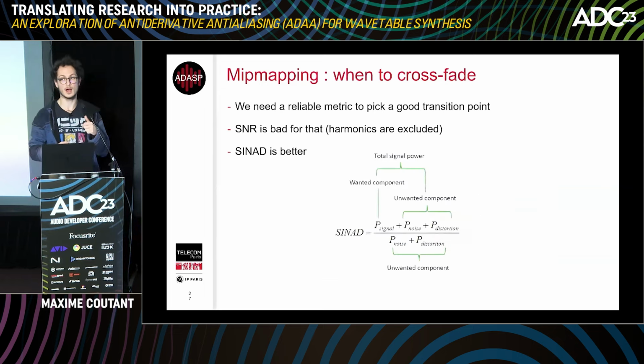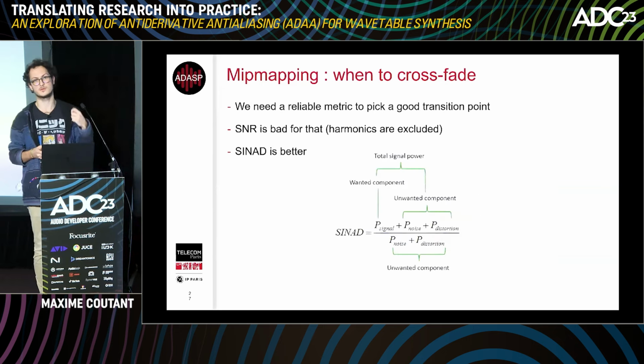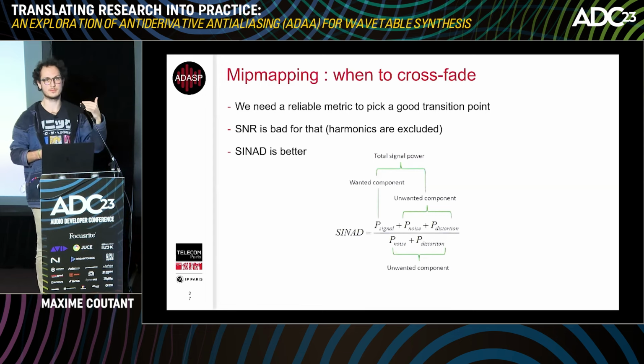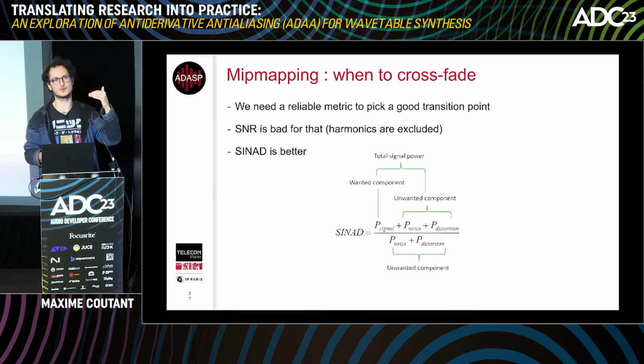Okay, now we know how to crossfade. We have to decide when to crossfade, because you don't want to jump to another MIP map waveform at a point where it would make you lose quality because you have a waveform with less precision.